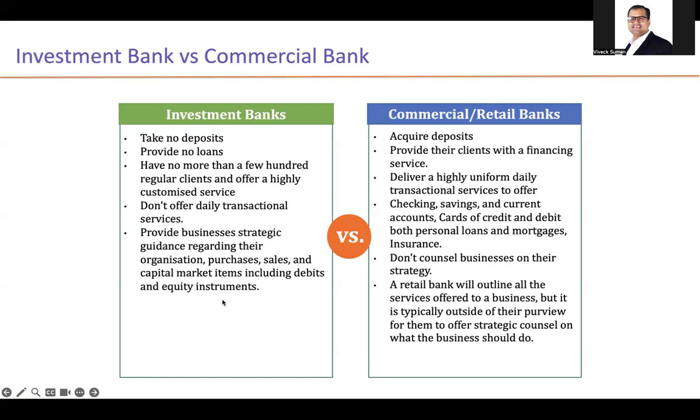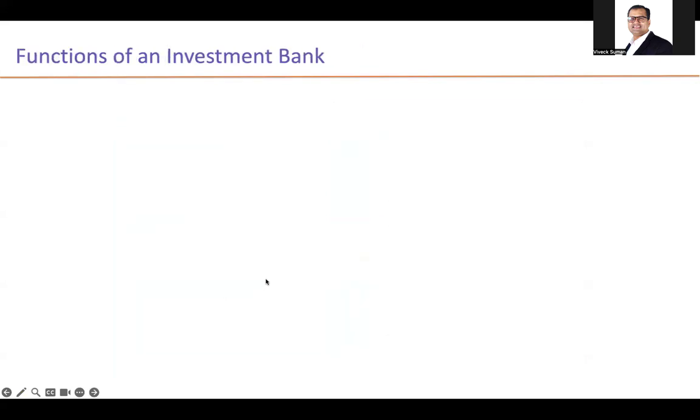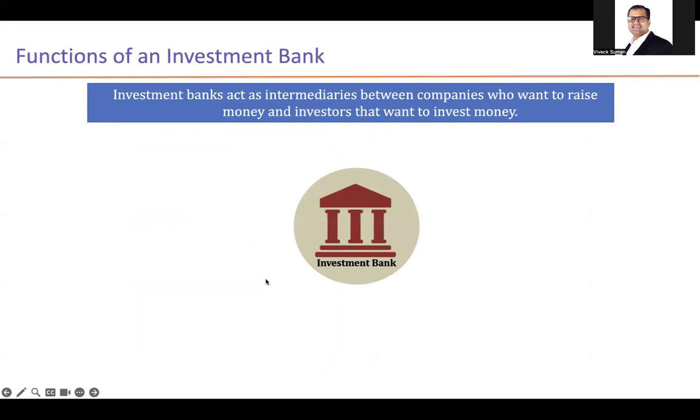Okay, so this is the difference between investment bank and commercial bank. What is the function of an investment bank? Of course, an investment bank acts as an intermediary. It increases the flow and the speed of transactions, right? So it acts as an intermediary between whom? Companies who want to raise money and investors who want to invest money. So it acts as a bridge between people who want to raise money and people who want to invest money.